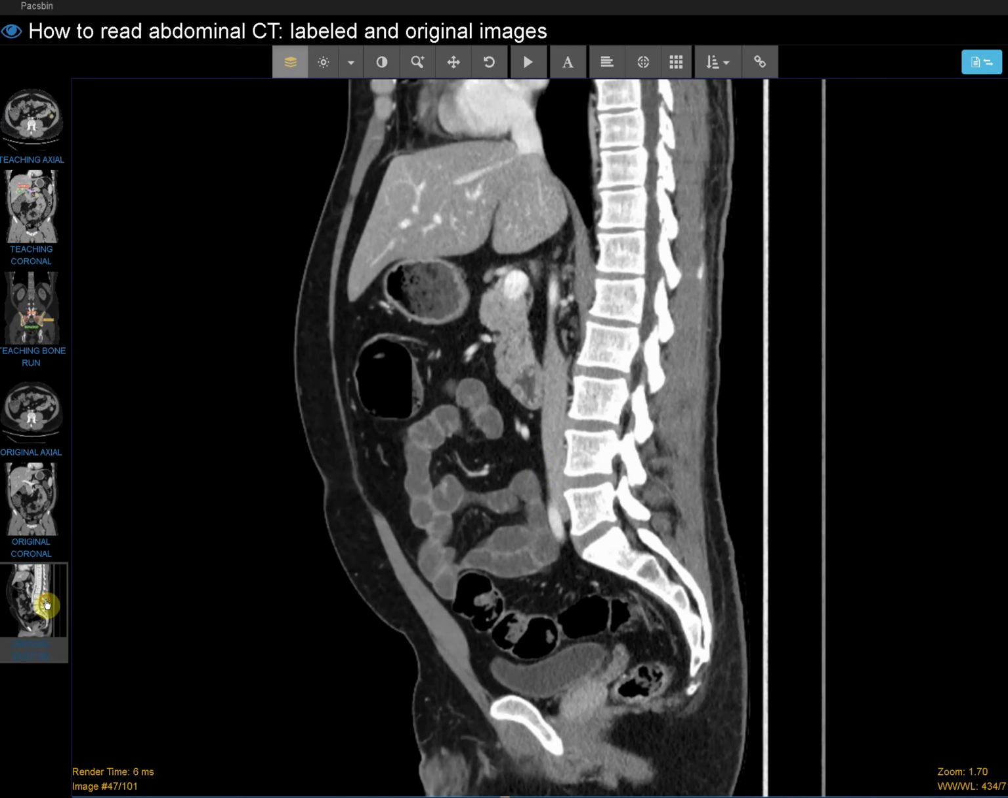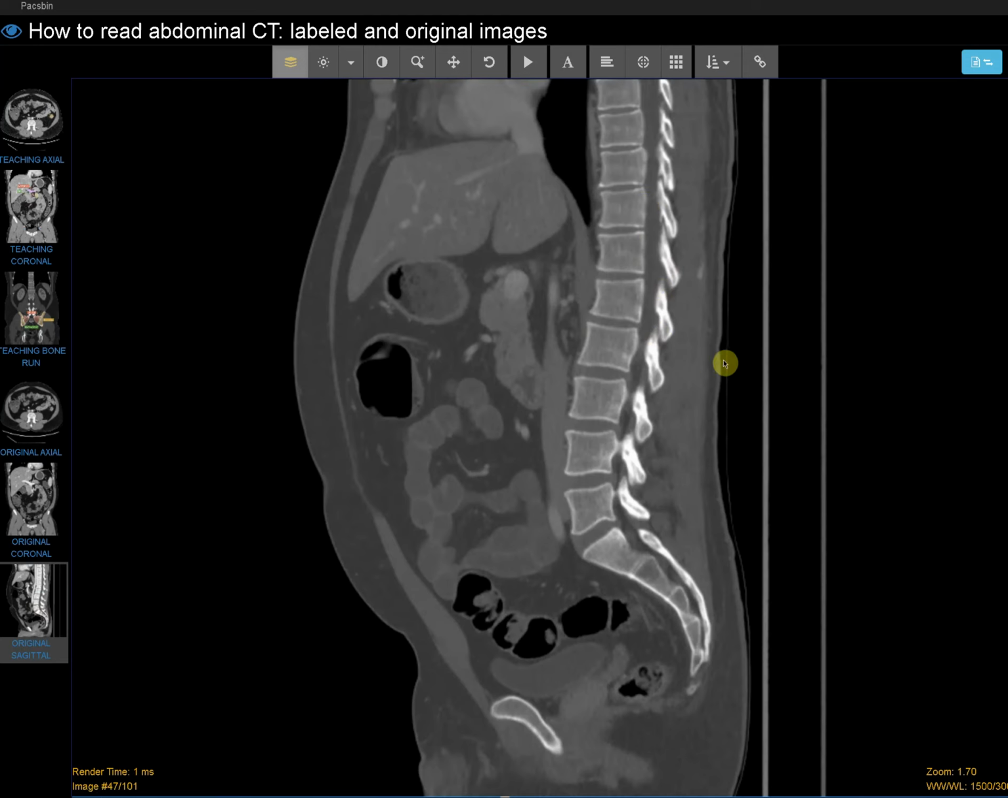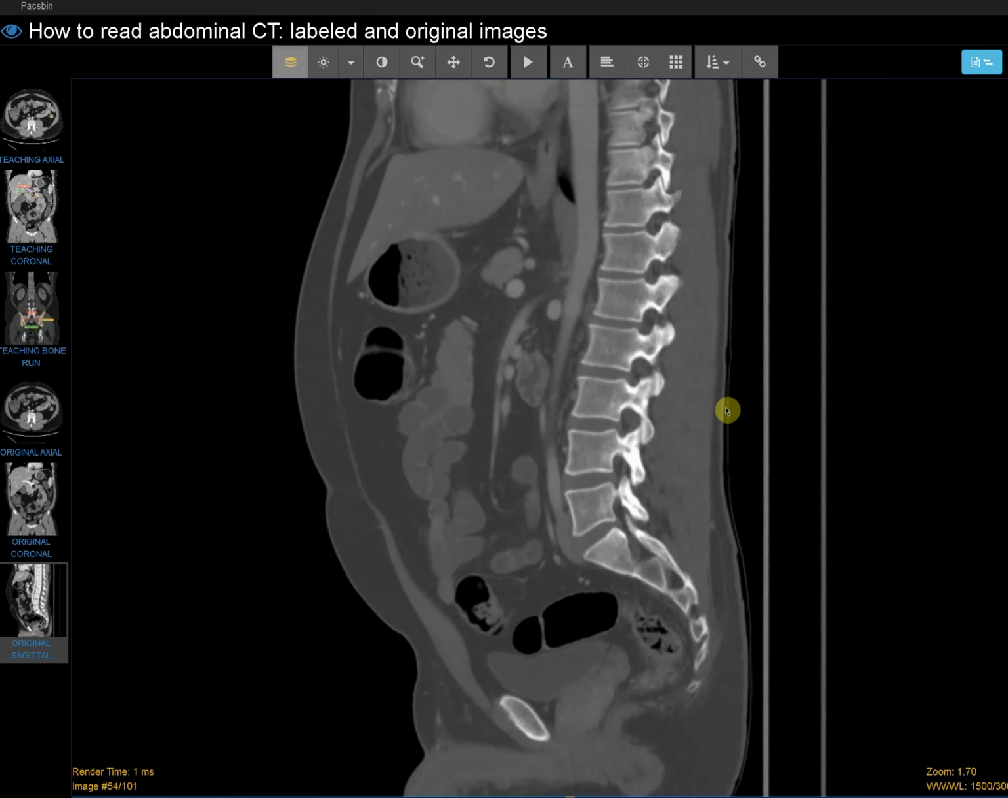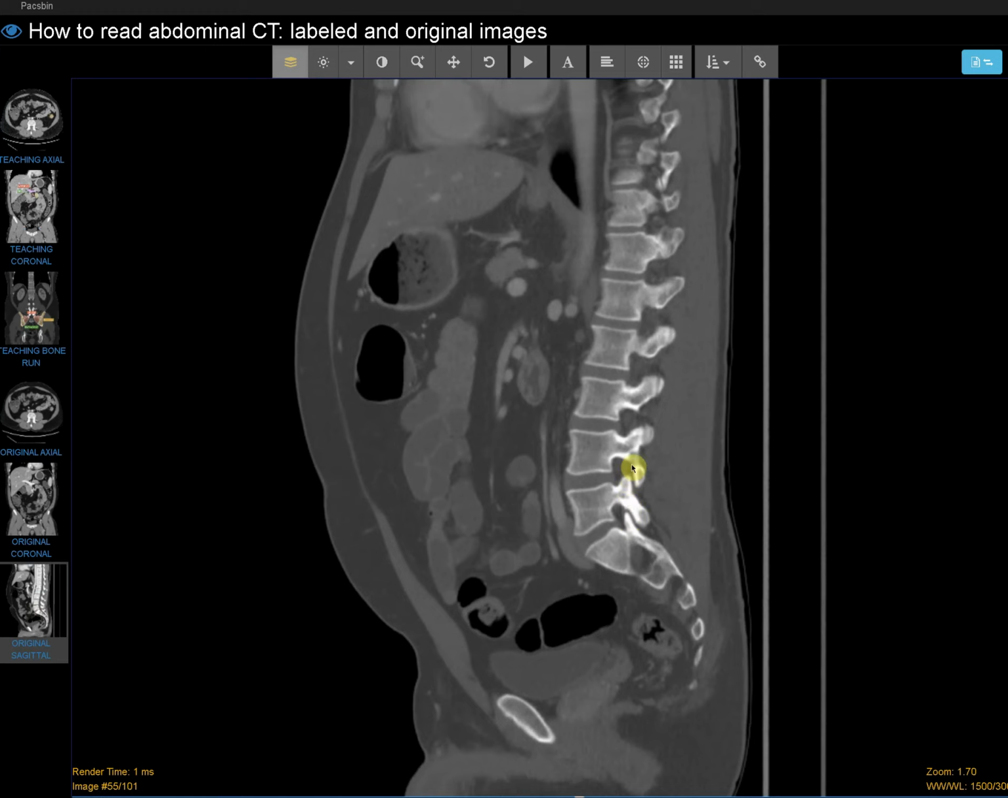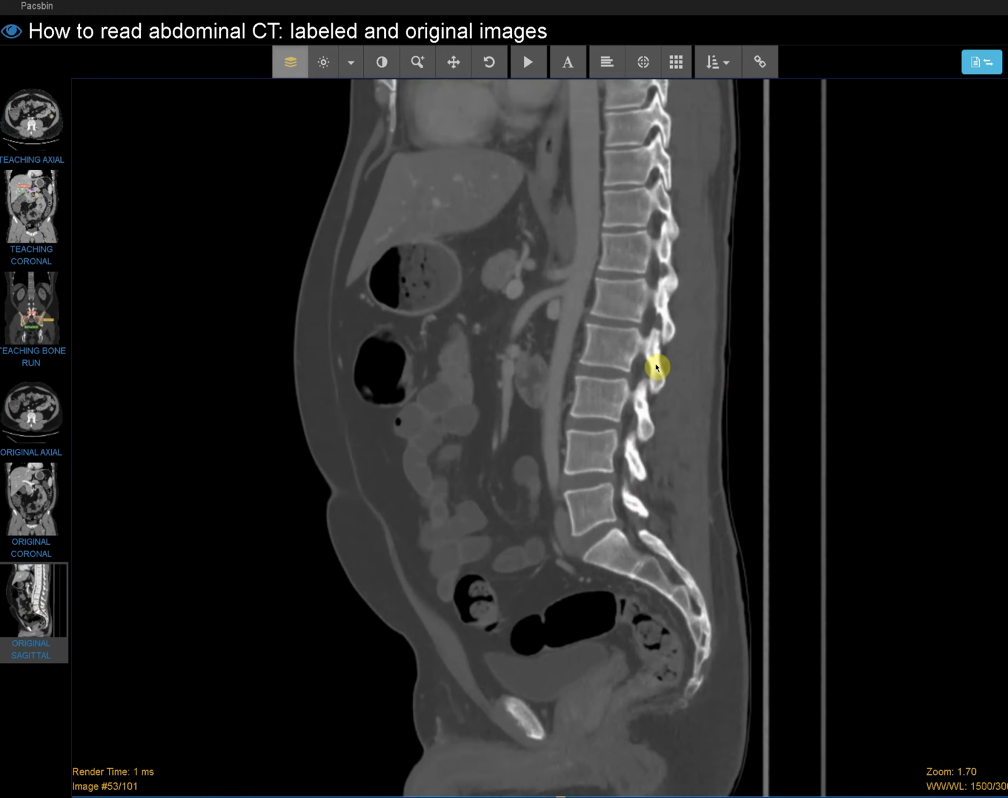Now let's go back to the sagittal images. To evaluate the spine, I like the sagittal the best. One of the first things I do is make sure that the facet joints are oriented normally, how the inferior articular process lines up with the superior articular process of the vertebral body that's inferior to it.